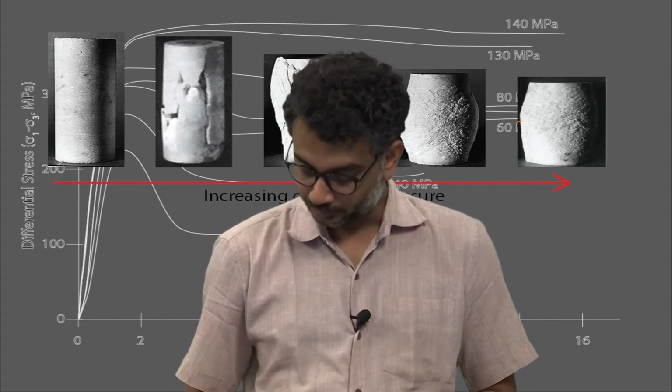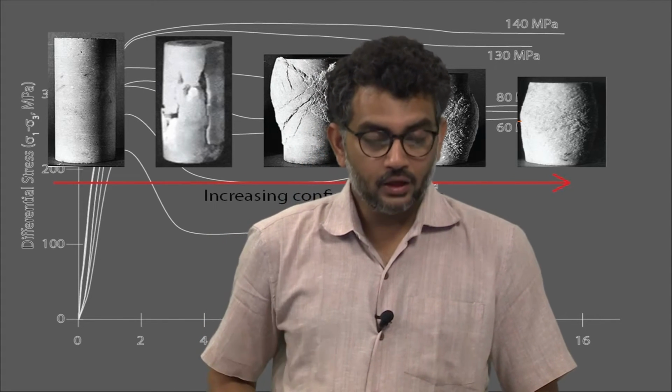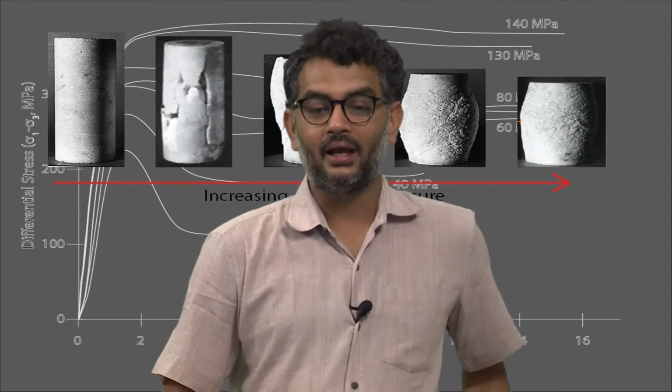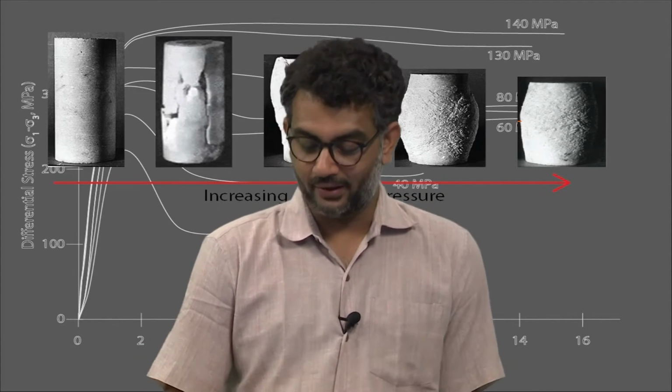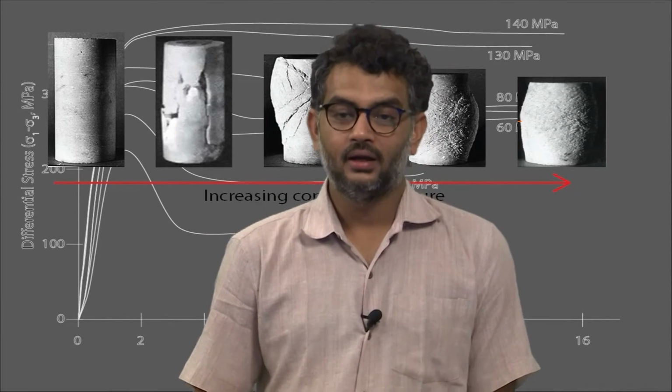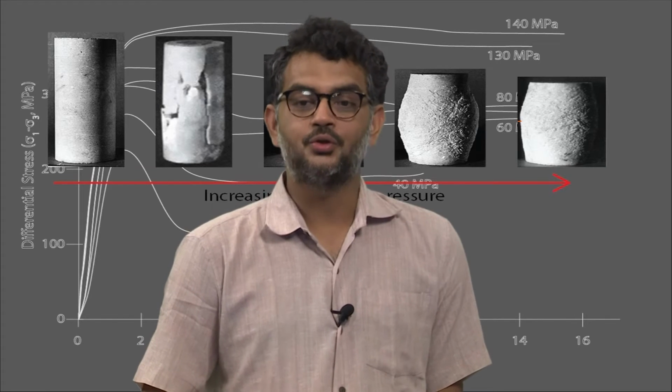Now, if we look at the temperature, and again it was performed by Griggs in 1960, and the sample he used was basalt.